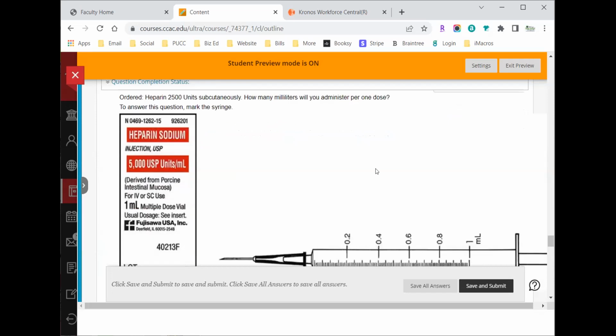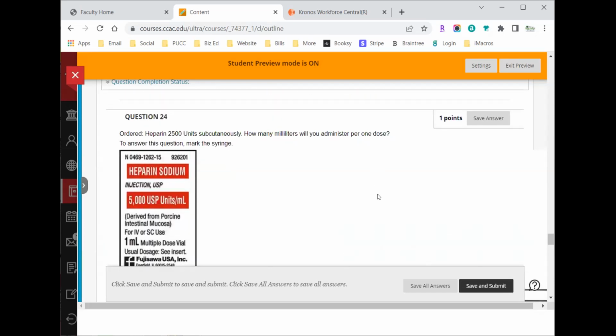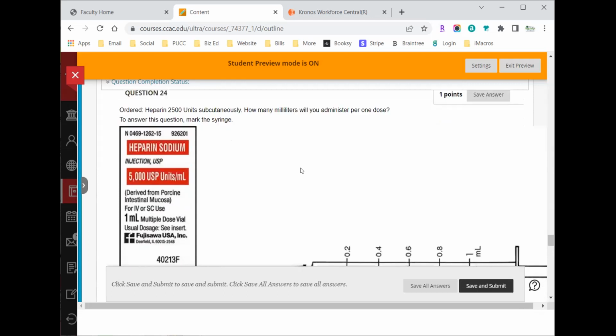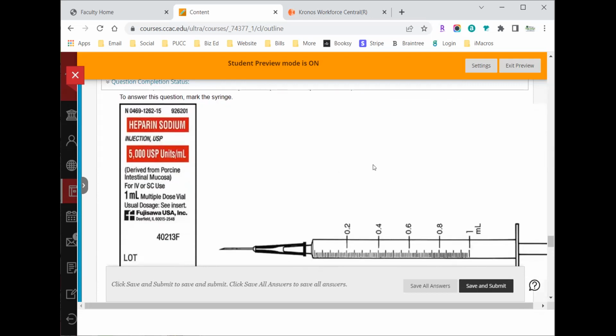All right. Then it says 25,000 units subcutaneously. How many milliliters will you administer? Mark the syringe. So we have the order is 2,500 units. Available is 5,000 units. So I'm going to take my 2,500 divided by 5,000. And I'm going to get an answer of 0.5.